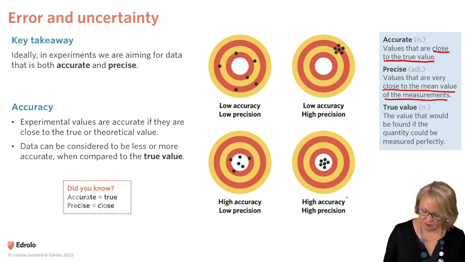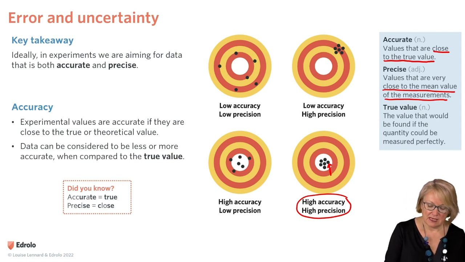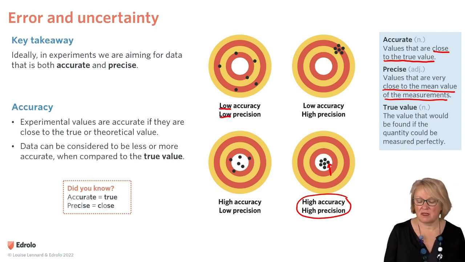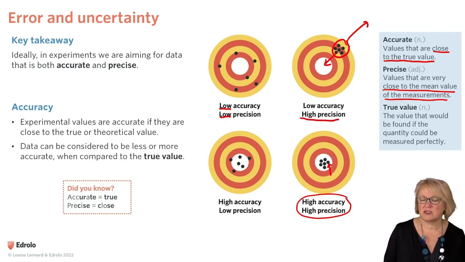So here we have high accuracy because we've met the target in the centre of the bullseye, and the data is close together, so it's both accurate and precise. Here we have low accuracy, none of the data points actually hit the target, and none of the data points are together, so that's low accuracy and low precision. Here the data is collected together, so it's high precision, but it's off target, so it's low accuracy. And here the data is accurate, but not consistent. So some of the data meets the target, but it's low precision.